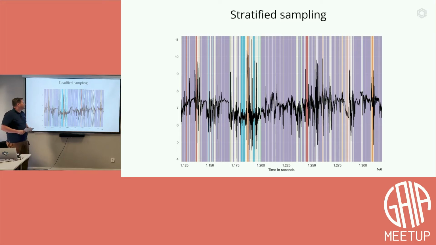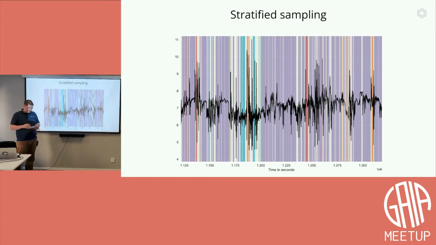So we did stratified sampling, where we grouped or clustered the data points. This is the pH again, but the clustering is based on all the input data. As you can see, the purple cluster is by far the biggest one. But for our training set, we just picked an equal amount of data points from each of the clusters, of each of the colors.